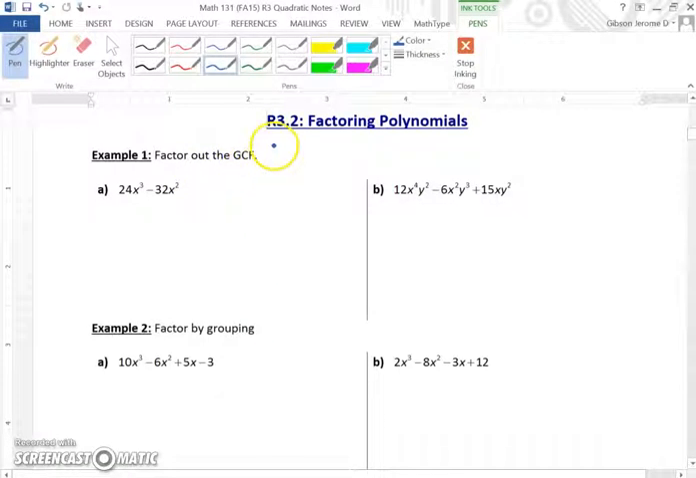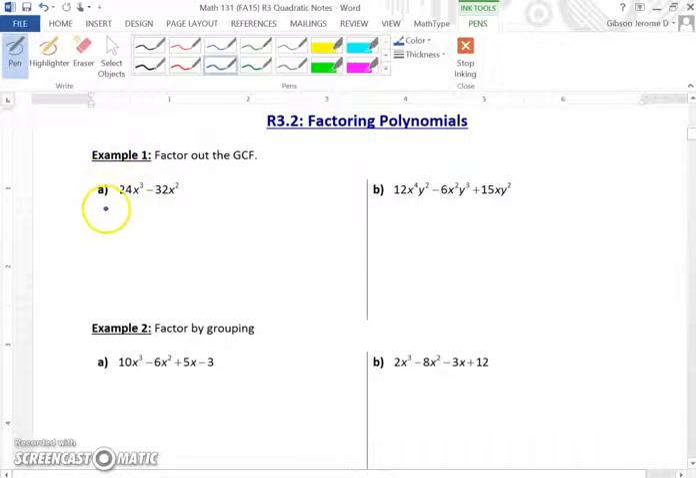Hello class, we're about to start section R3.2 Factoring Polynomials. We have example 1, factor out the greatest common factor. Now, the first thing we have to do is realize that we are going to factor out the greatest common factor from each of the terms that are listed. Now remember, terms are separated by addition or subtraction.